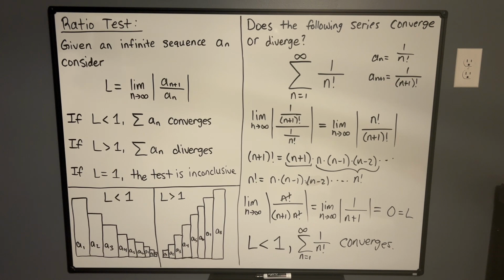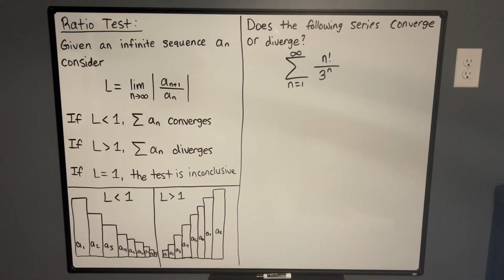So let's go ahead and look at another example. All right, so let's look at this example. We're going to look at the sum from n equals 1 to infinity of n factorial over 3 to the power of n. So again, we have that factorial term, and exponential terms are another one that are really easy to use the ratio test on.